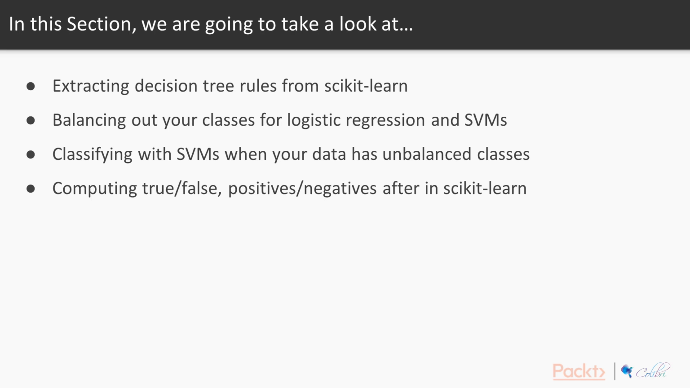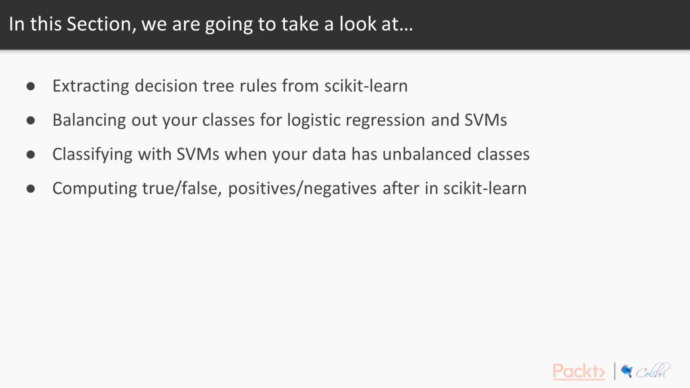So what that means is in unbalanced classes, you probably have one class that is the majority of your labels and one class which is the minority. So for example, if you have loan data, the majority of your loans are approved, but the minority of your loans needs manual review. The last thing we're going to talk about is computing true/false positives and negatives after training any model in Scikit-learn.